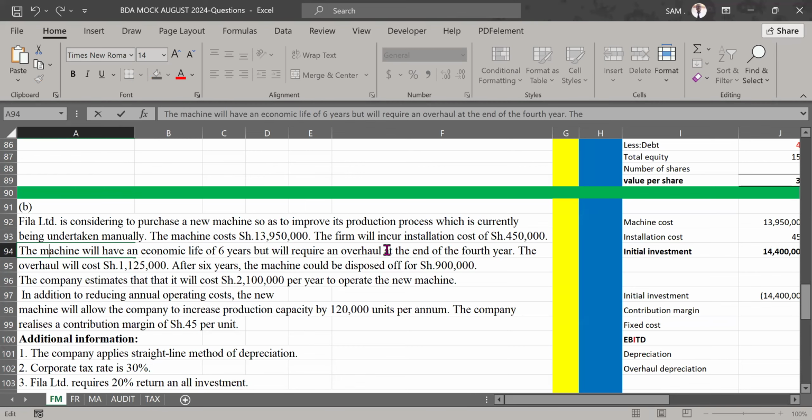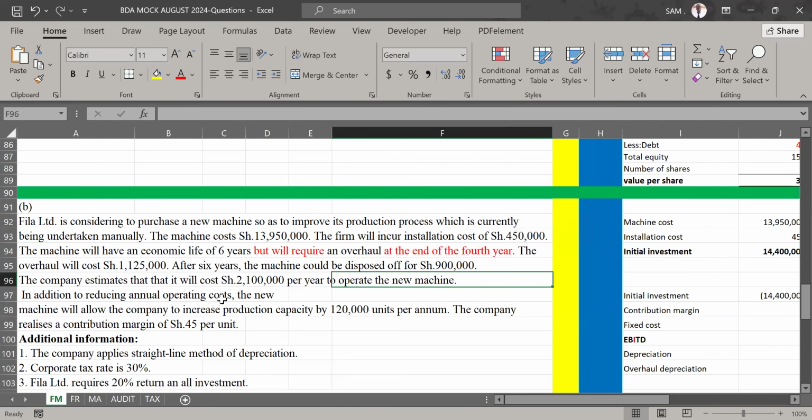When was it incurred? At the end of the 4th year. So we've agreed that we are capitalizing the overhaul cost. Now, as we capitalize, we know that it affects the cost of the machine moving forward. When will this cost of the machine change? Will it change in year 4 or after year 4?